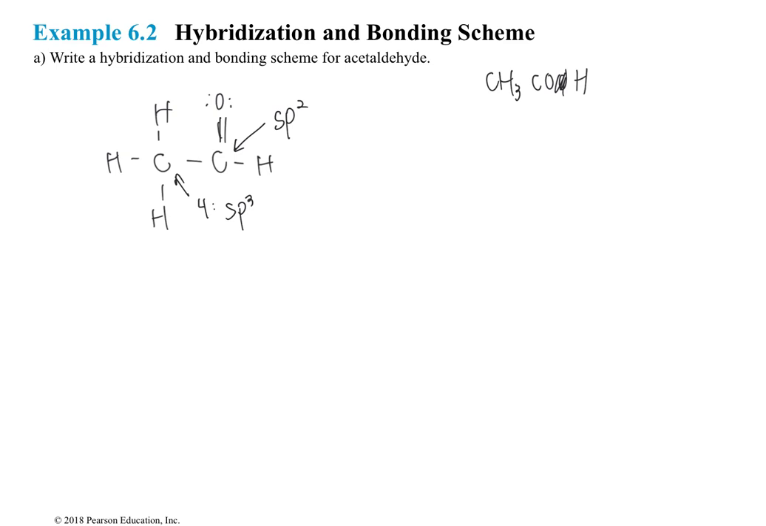Cool, so let's draw each carbon. So we have carbon, carbon, oxygen, hydrogen, hydrogen. Well, we'll have to draw those in a minute. Okay, so with this carbon here, we have sp2 hybridized, so that looks like a trigonal planar. So I'm actually going to have to draw that carbon a little further out over here so it can bond.